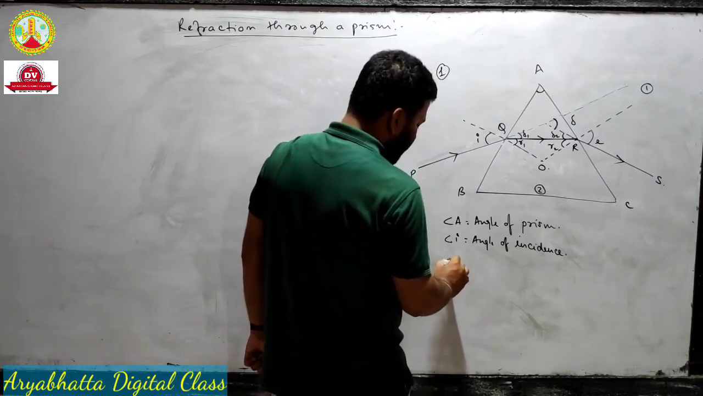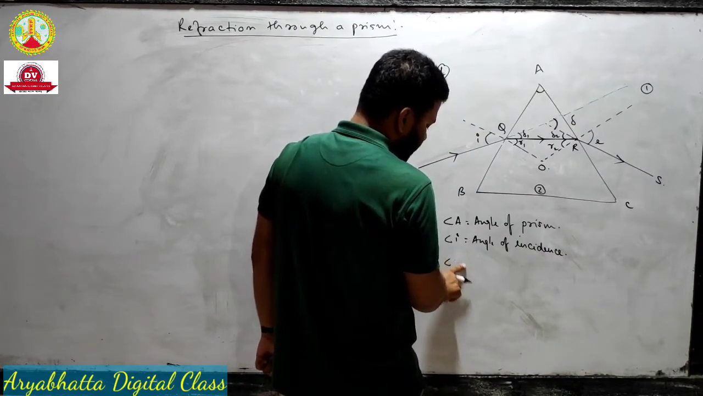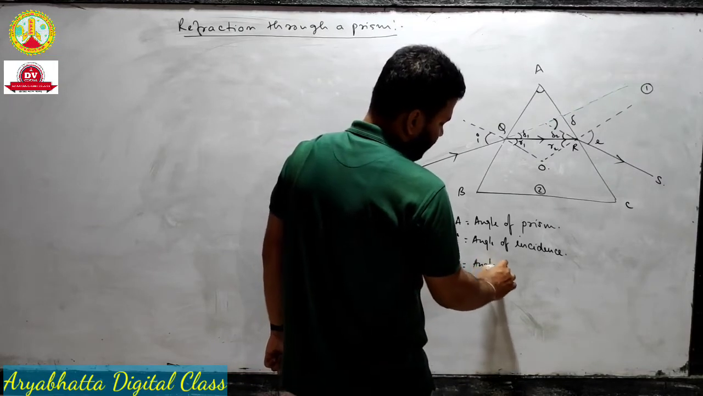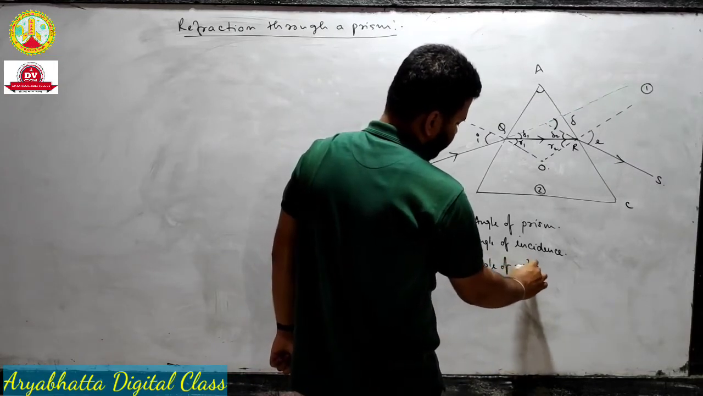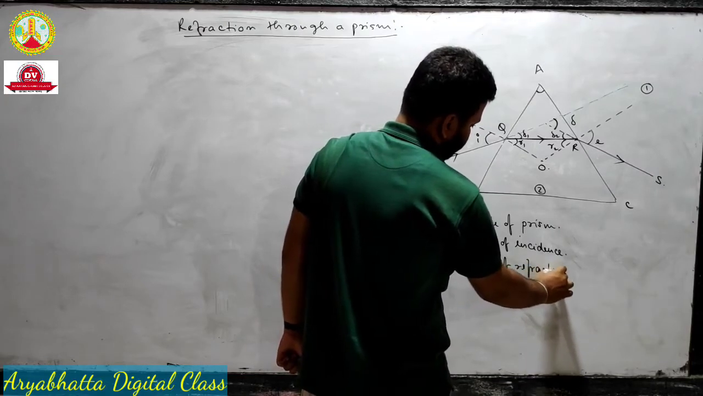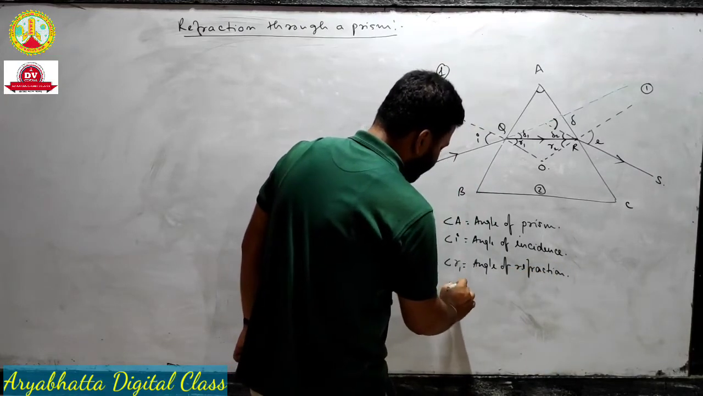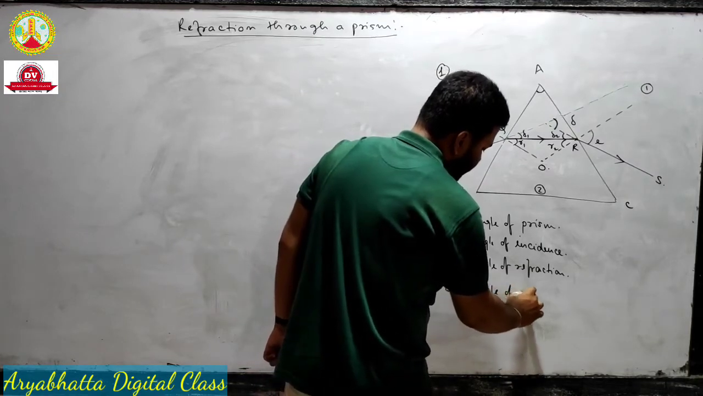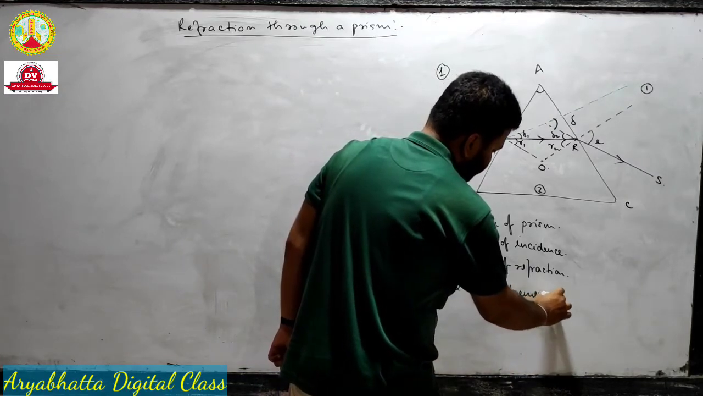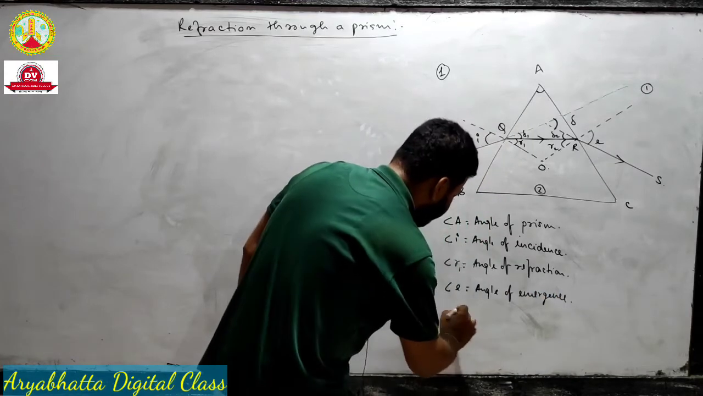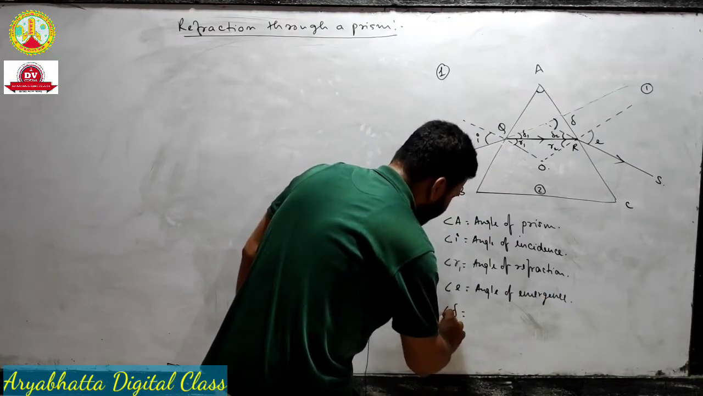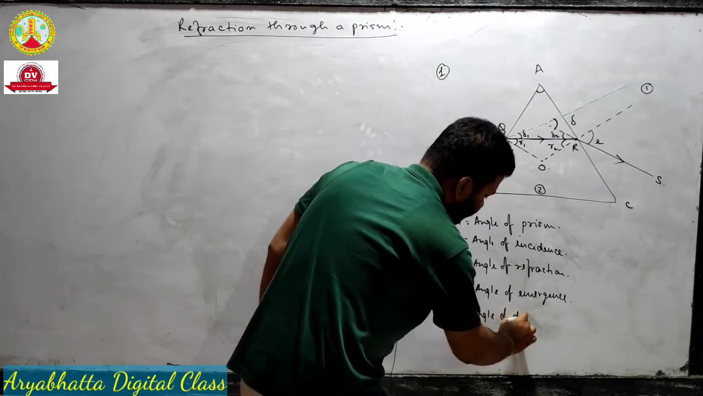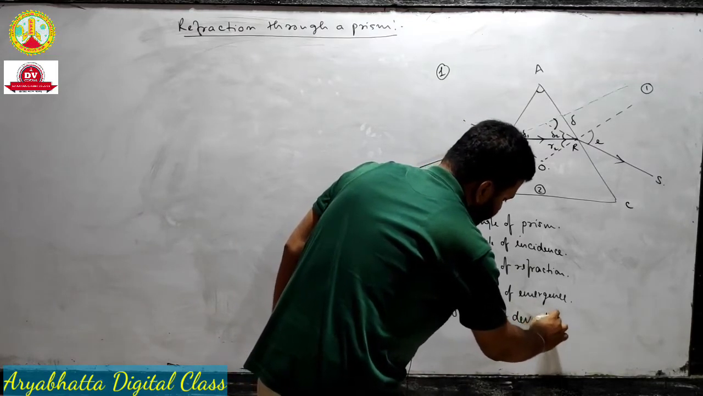Okay, what is angle R1? Angle R1 is the angle of refraction. Okay, what is angle E? Angle E is the angle of emergence. What is delta? Delta is the angle of deviation.